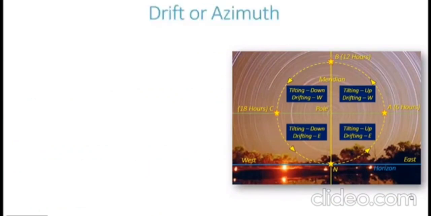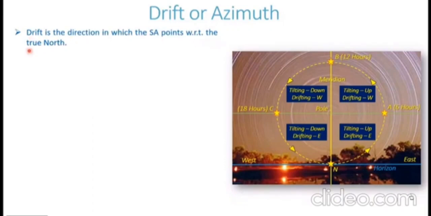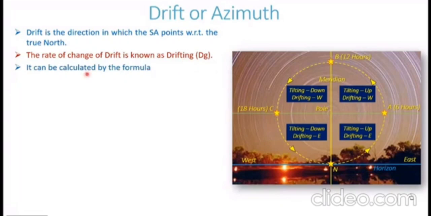Moving on to understanding of the drift and the drifting formula. Drift is the direction in which the spin axis points with respect to the true north. It refers to the azimuth of the gyro star. Whatever is the azimuth of the gyro star, same will be the drift of the spin axis. The rate of change of drift is known as drifting. In short, capital D and small g, Dg, is represented as drifting. Now, drifting can be calculated using the formula. Drifting is equal to 15 degrees sine of latitude per hour.